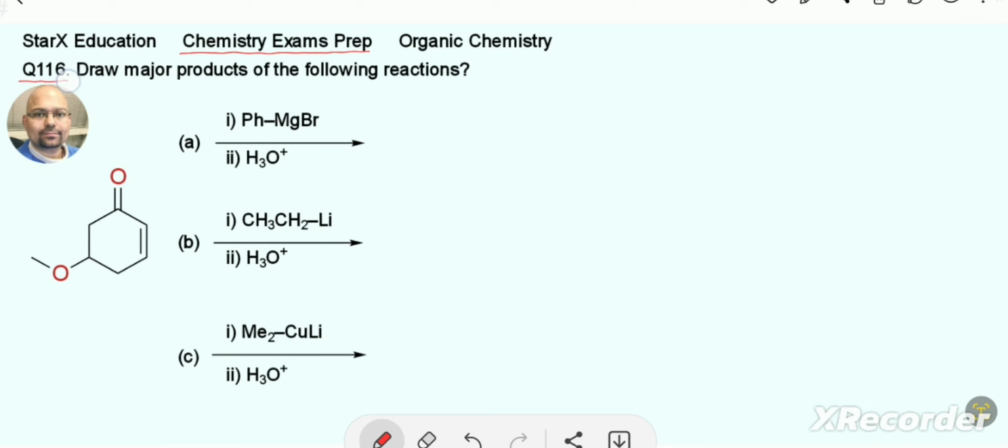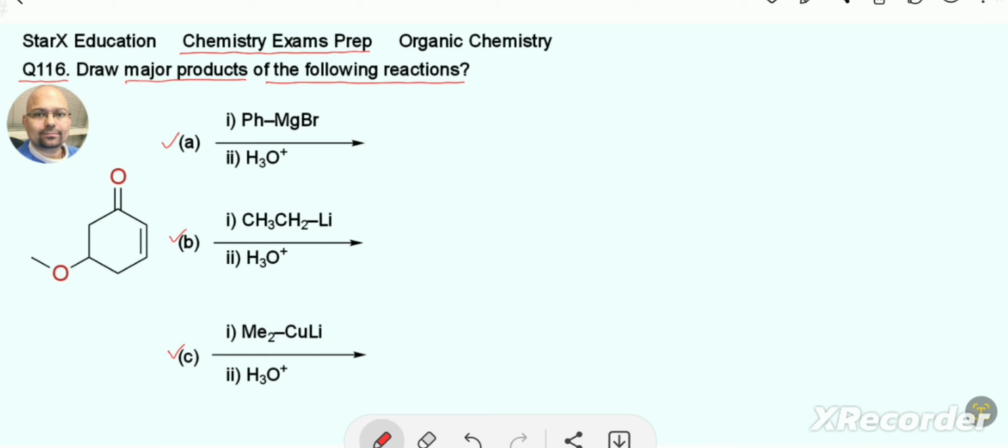This question is asked by Mr. Salim from the University of Jordan. This question has three parts: Part A, Part B, and Part C. We need to figure out the major products of these three reactions.